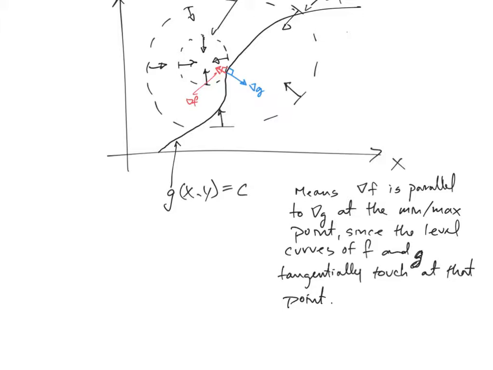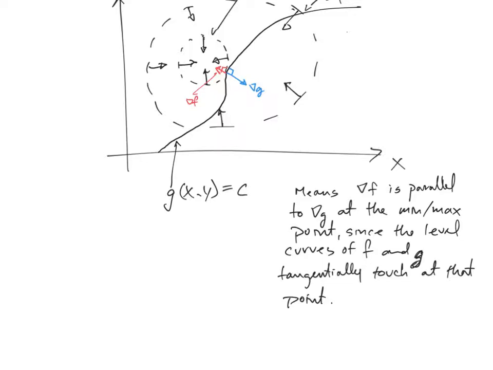Okay, it means that the gradient vector of f and the gradient vector of g are going to be parallel to each other at the min-max point, which is defined by where the level curve of g just tangentially touches one of the level curves of f.